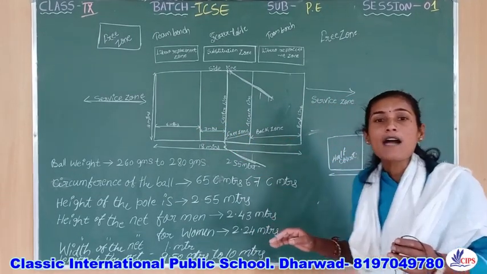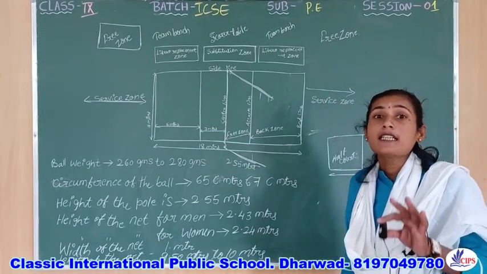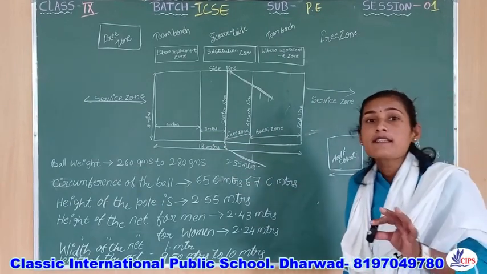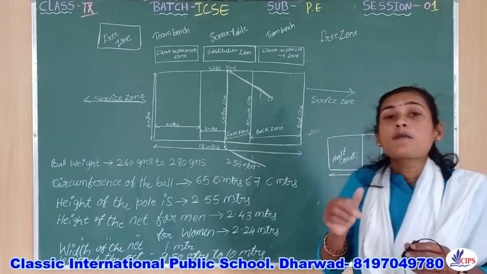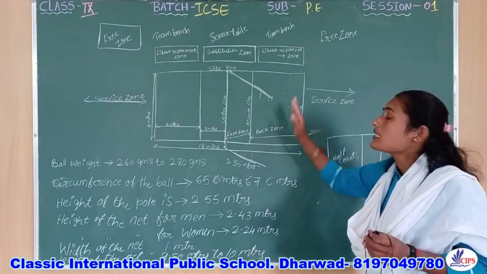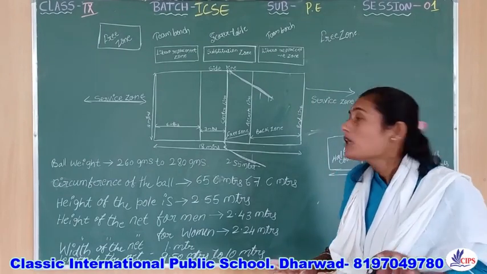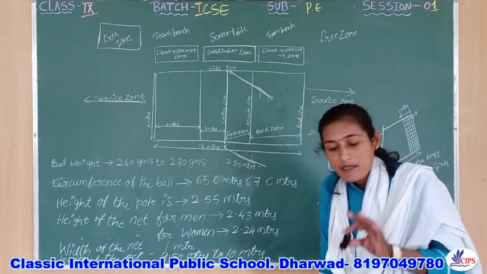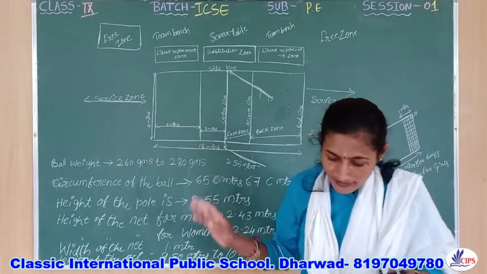Then how many chances do you have to send the ball to the opponent court? Maximum 3 touches, and not from a single player. In this game, 2 continuous touches from a single player are not allowed. Keep it in your mind. It is a fault only. To send the ball to the opponent court, how many chances do you have? Maximum 3.